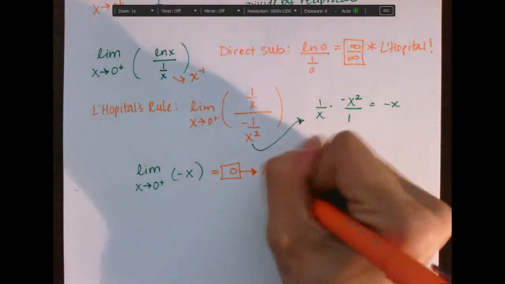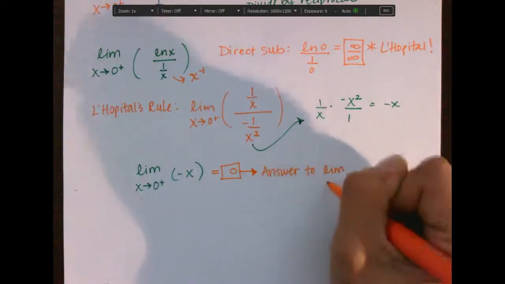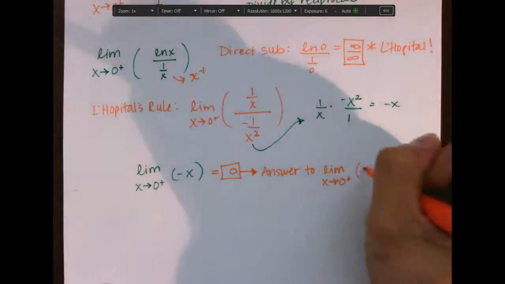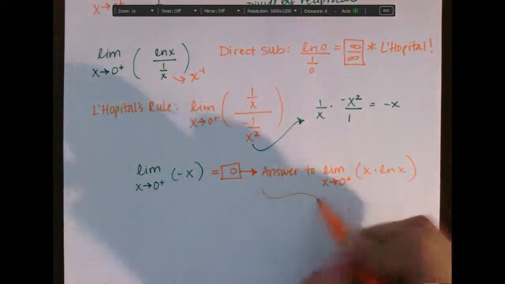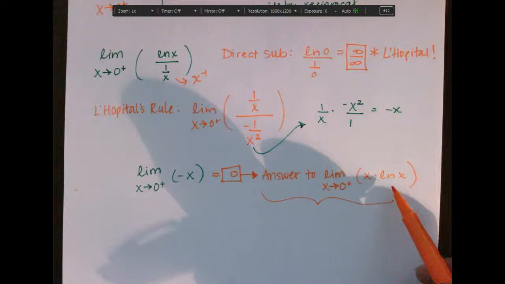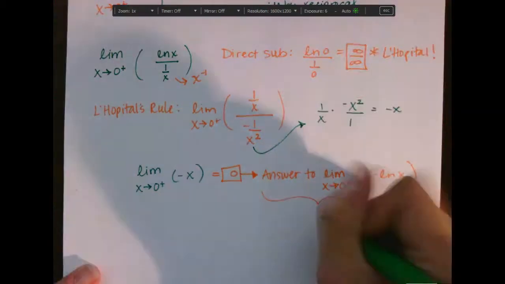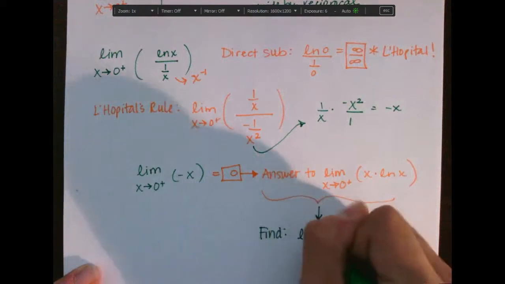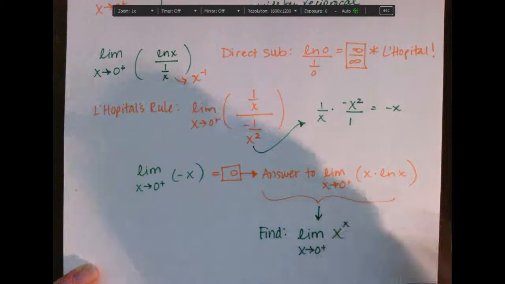Remember, that is the answer to the limit as x approaches 0 of x times the natural log of x. Okay, that's what that is. If I were finding the limit of x times the natural log of x, my answer would be 0. But the limit that I was actually trying to find, the original question, was find the limit as x approaches 0 from the right of x to the x.